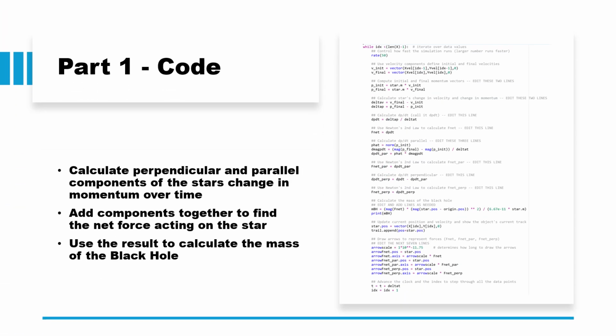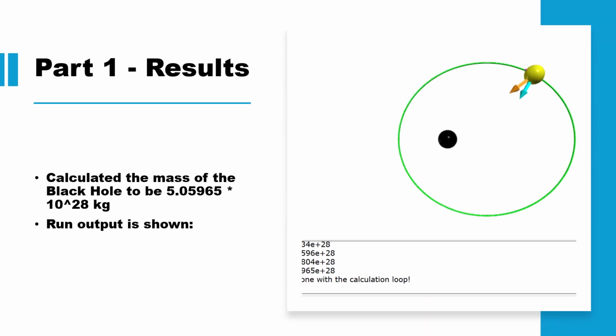In the code of Part 1, I first calculated the perpendicular and parallel components of the star's change in momentum over time. I then added the components together to find the net force acting on the star. Finally, I used the result to calculate the mass of the black hole. As a result, I found the mass of the black hole to be 5.05965 times 10 to the 28th kilograms. The output of the star's trajectory is on the right.